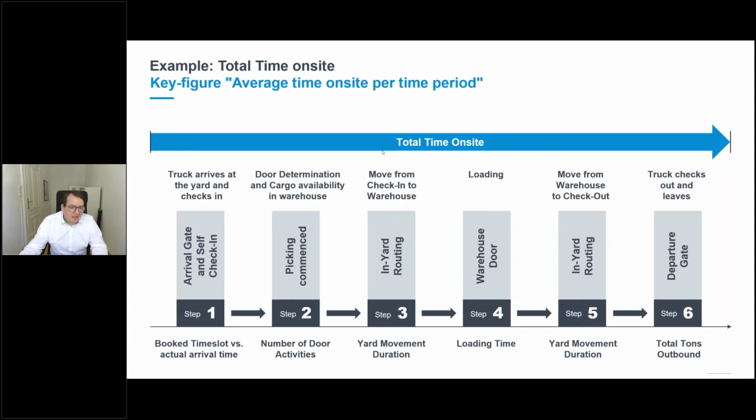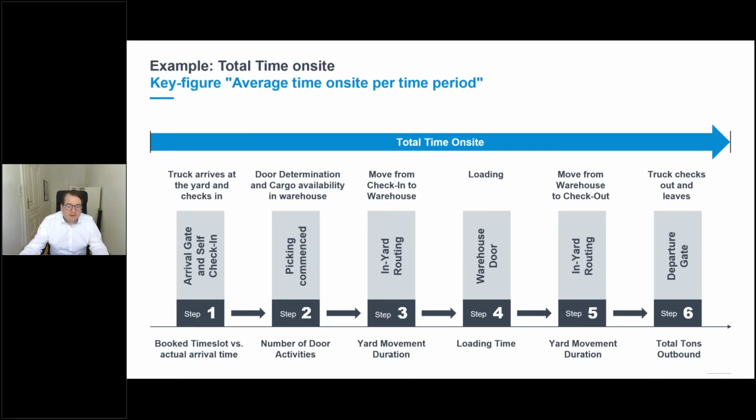But this total time on site, this big key figure, also includes several other KPIs and key figures that are logged in the system. First of all, in step one, we would also see what was the booked time slot of the arrival of the truck versus the actual arrival time. So we would have a direct comparison in there. With step two, you would see the number of door activities per door per time period. So it could be per hour, per day, exactly.